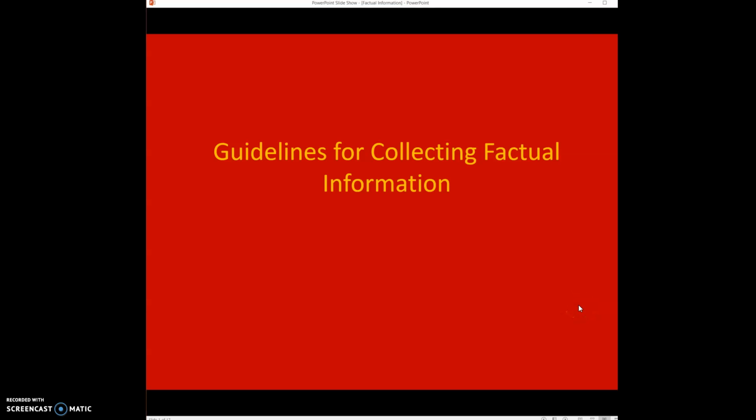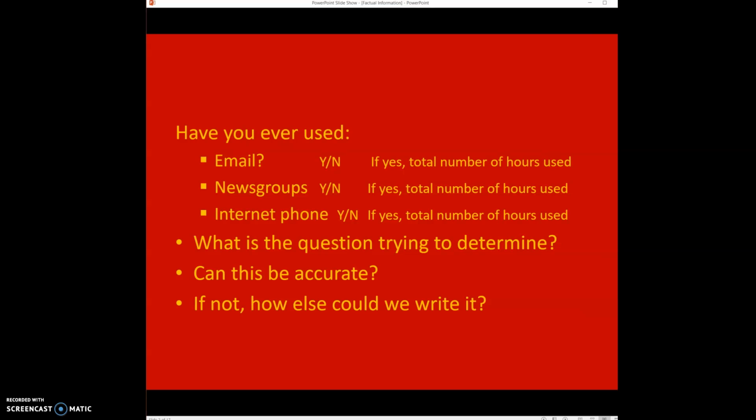I want to go through some information about what we call guidelines for collecting factual information. These are just a few simple things to keep in mind as you're building surveys or trying to figure out how to gather demographic information about your participants in studies. This is actually harder to do than people think, because you have in mind what you want to collect and a way that makes sense to you. But when you actually get it on paper and somebody else sees it, that's a little bit different.